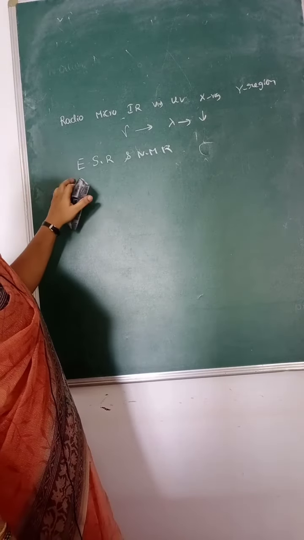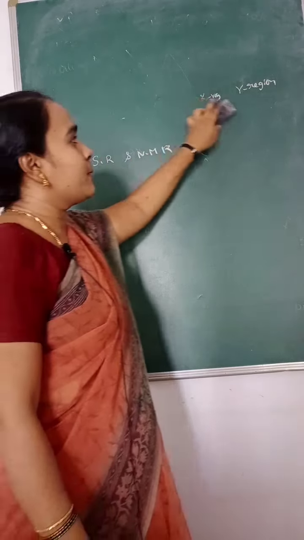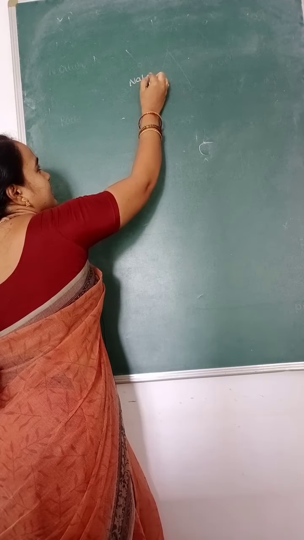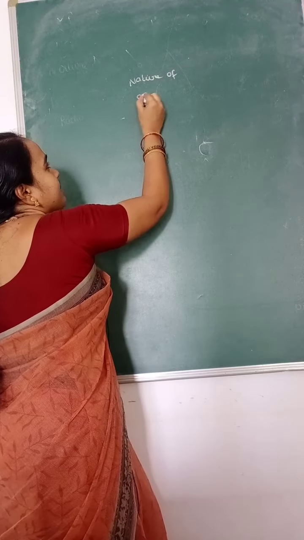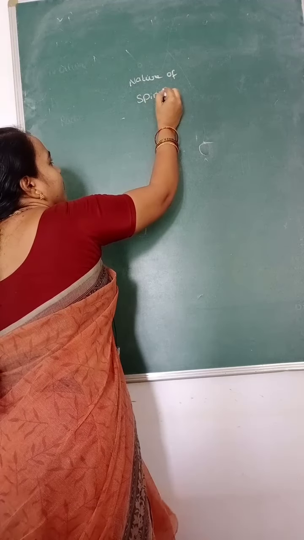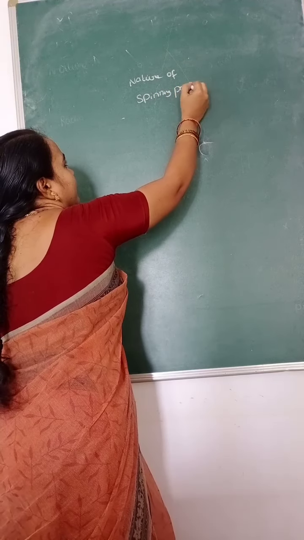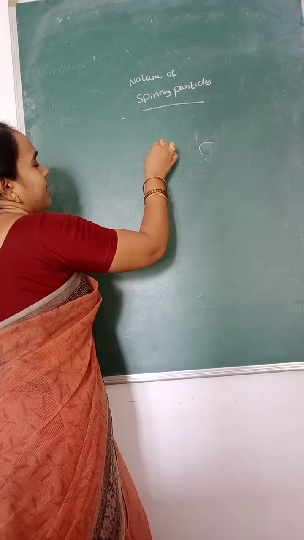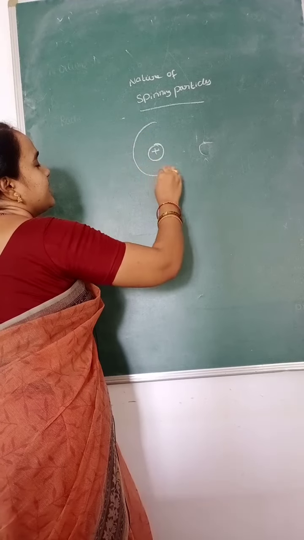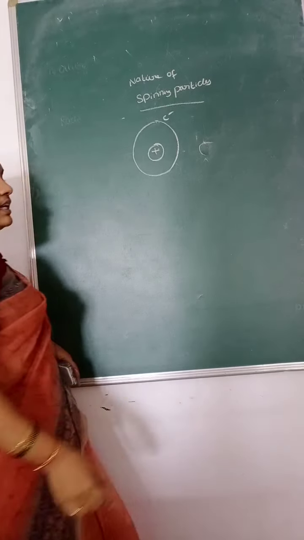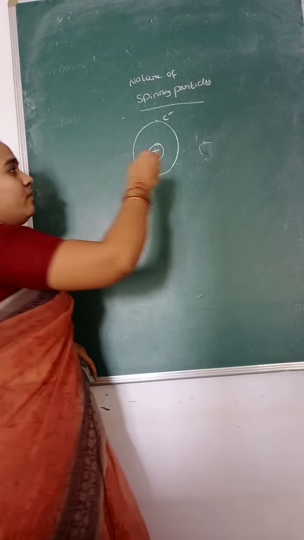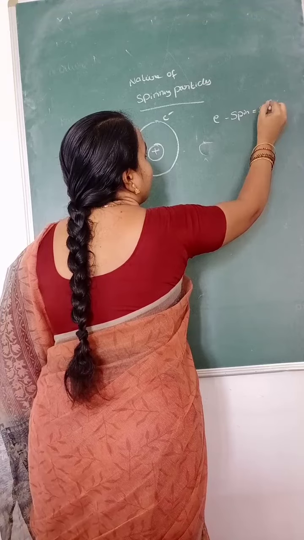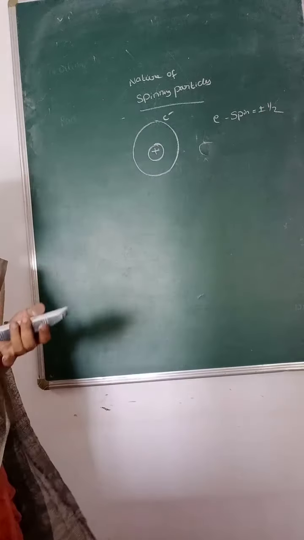Before going to discuss ESR and NMR, let us know the nature of spinning particles. We know that in any atom, at the center the positively charged nucleus is accumulated and the electrons are revolving around the nucleus. The electron will have a spin value of either plus half or minus half.